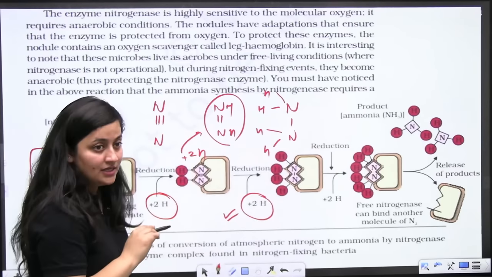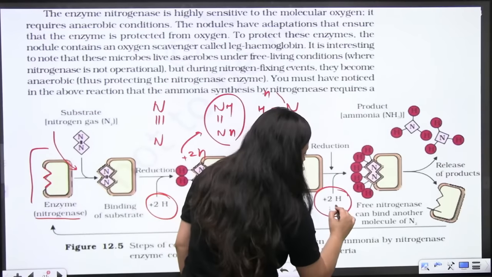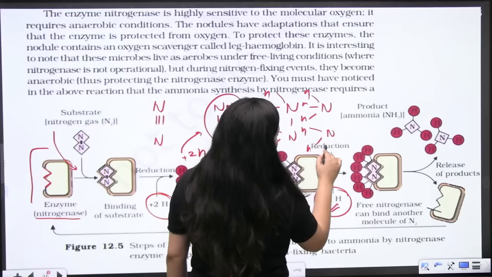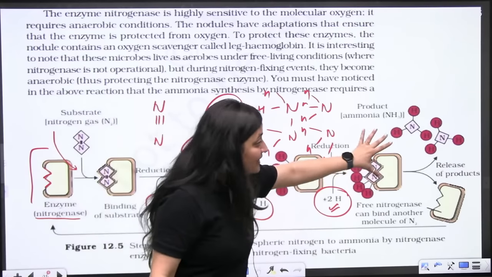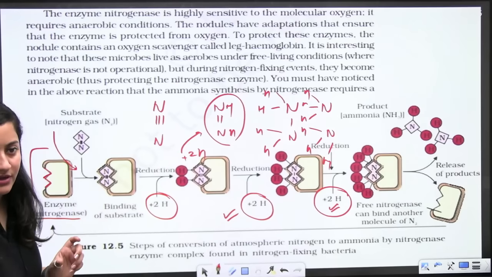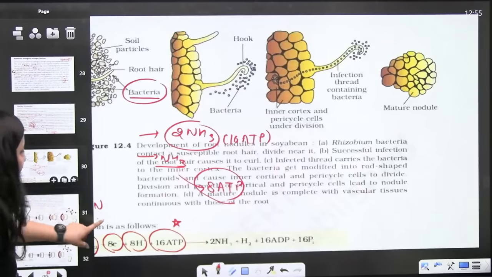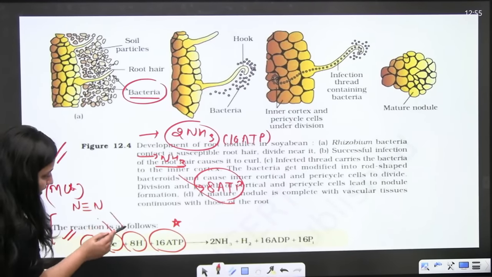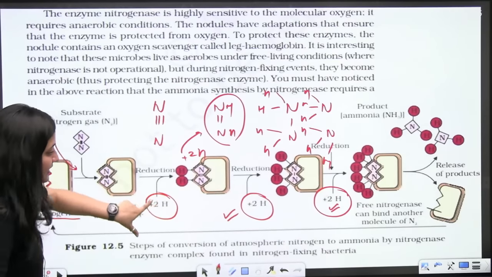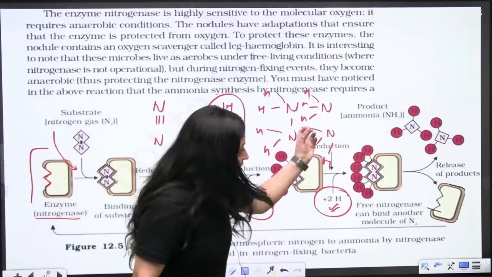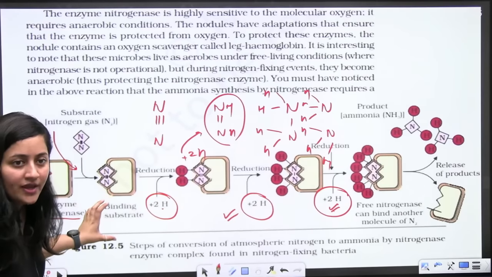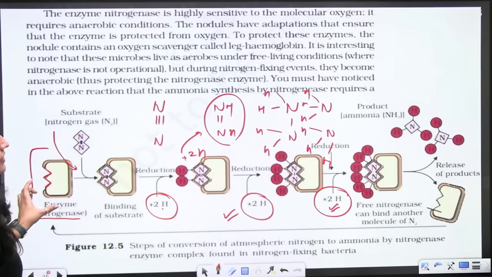So, the story is not over yet. You have to add 2 more hydrogen and then it will be like this. And then you need 2H more because you want to separate this ammonia from this enzyme. Again, you have to add 2 more hydrogen there. Done. So, this reaction is important. Remember, 1 nitrogen, 8 electrons, 8H positive, 16 ATP. But in this particular reaction, only 6H are mentioned. So, remember, later on, 2 more H will be added so that this ammonia can get separated from nitrogenase. So, don't get confused. Clear?